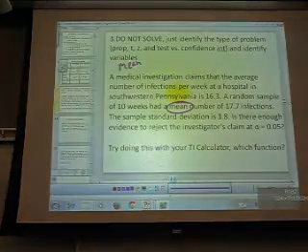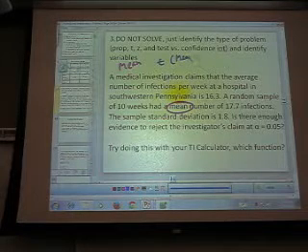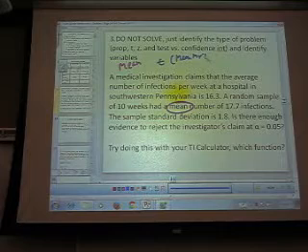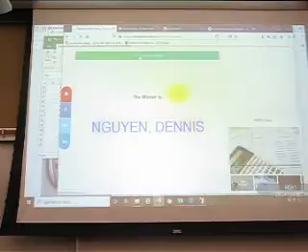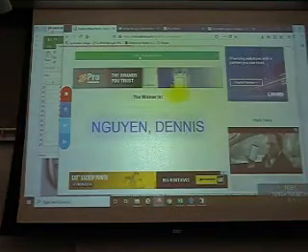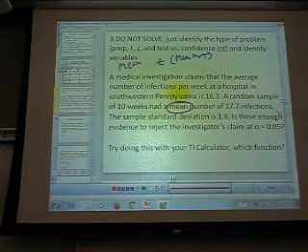T, why? Yep, T. And then how about whether or not it is a confidence interval or a hypothesis test? Confidence interval? Why? Just a guess. Read it.